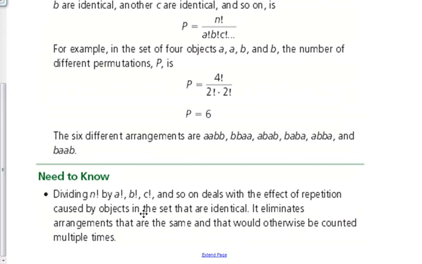Something you need to know. Dividing n factorial by A factorial, B factorial, C factorial, and so on deals with the effect of repetition caused by the objects in a set that are identical. It eliminates arrangements that are the same and that would otherwise be counted multiple times.